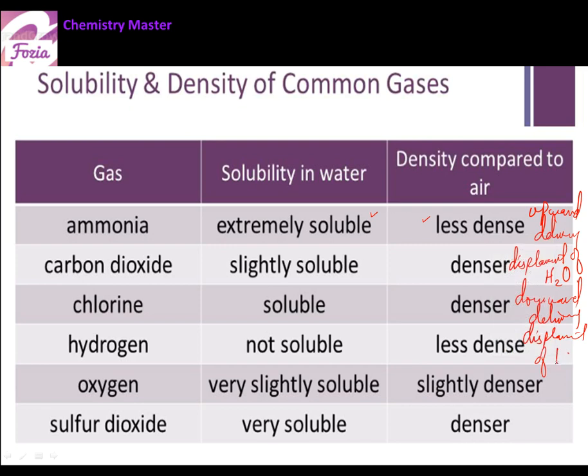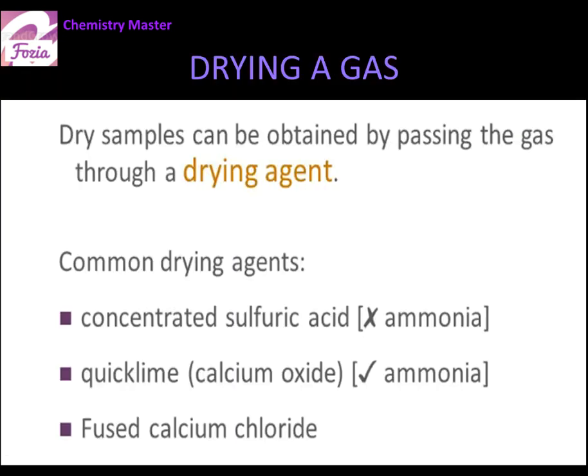I will write this symbol. And in case of oxygen, again, the displacement of water method. And in case of sulfur dioxide, the problem with sulfur dioxide is it is very soluble in water and is denser. So it can be collected by downward delivery. Now we proceed to the last section.